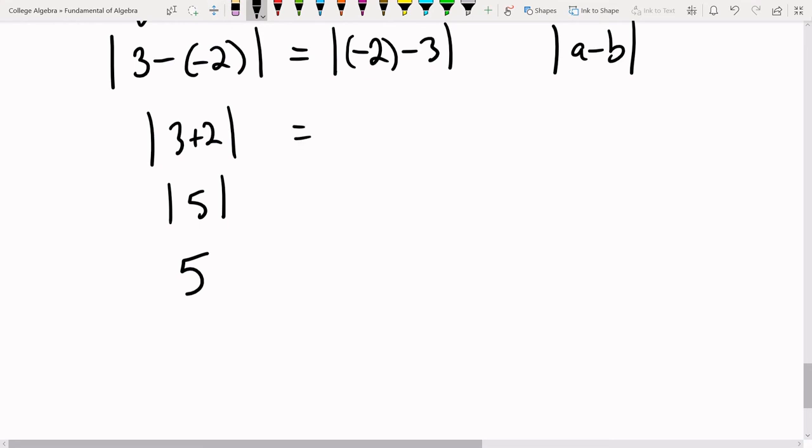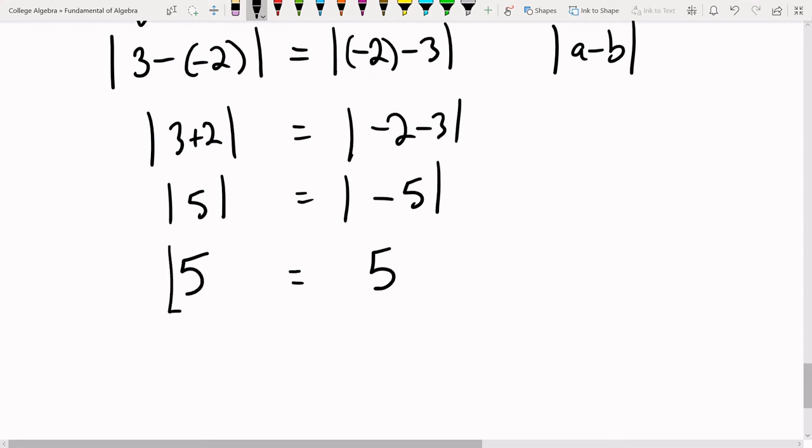On the other side here, we get the absolute value of -2 minus 3, the absolute value of -5. And since 5 is negative, we're going to take the opposite of it. In other words, take the positive result, and we get 5. And you see we get the same thing both ways.